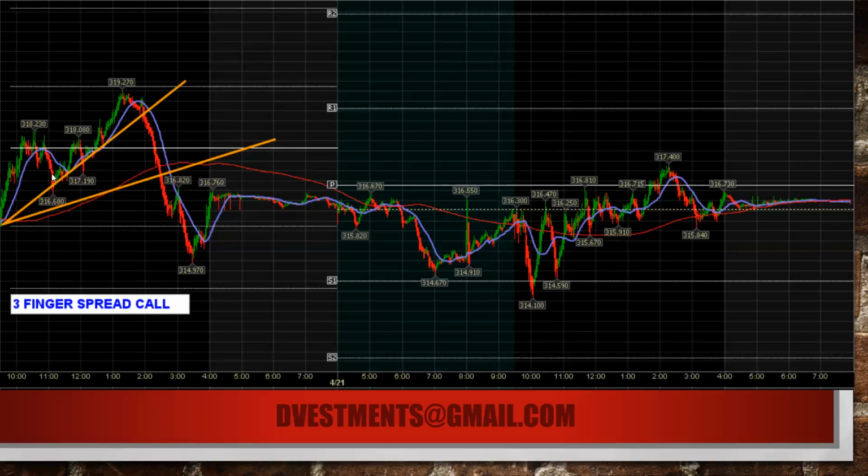A lot of times you'll hear me say, I took the bounce off the 20. Well, when I take a bounce off the 20, I don't even think about it. I got red candles and it's sitting on the 20. The minute I get a green candle, I'm in.